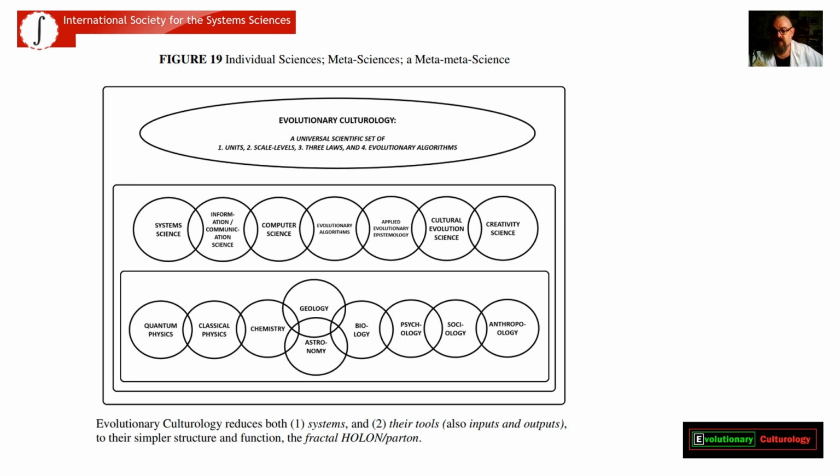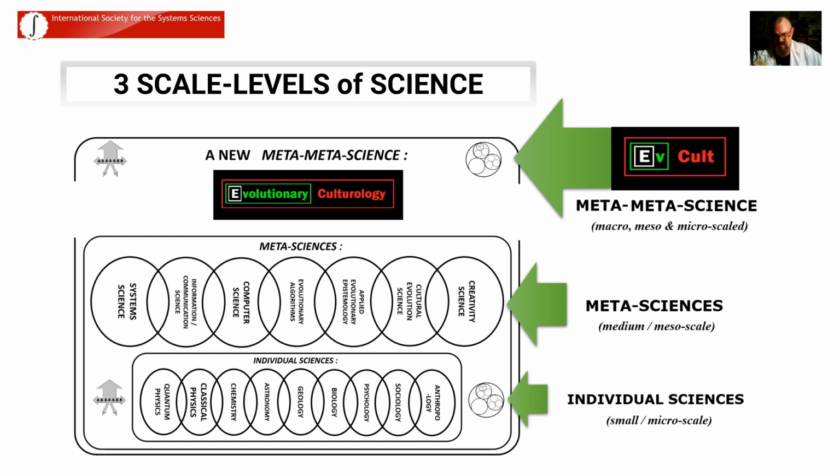Yay! Next. Using that lens. Next. There it is again, different version of the same diagram. There's some selection, variation and transmission in action. We're transmitting it to you again right now. There's your 3 scale levels of science. Individual down the bottom, meta sciences in the middle, meta science, EvCult up the top.